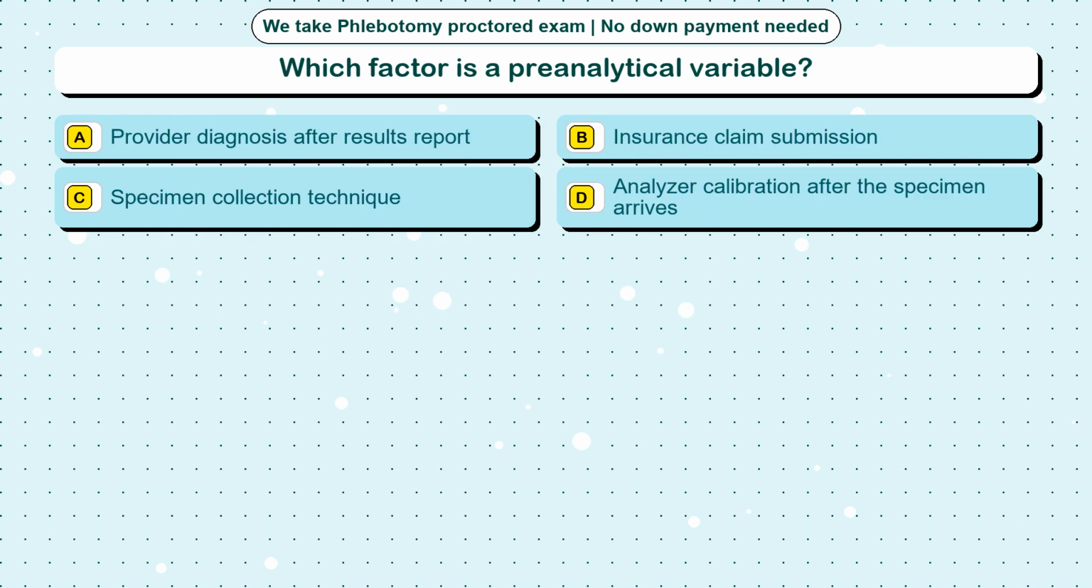Question 2. Which factor is a pre-analytical variable? Option A. Provider diagnosis after results report. Option B. Insurance claim submission. Option C. Specimen collection technique. Option D. Analyzer calibration after the specimen arrives.